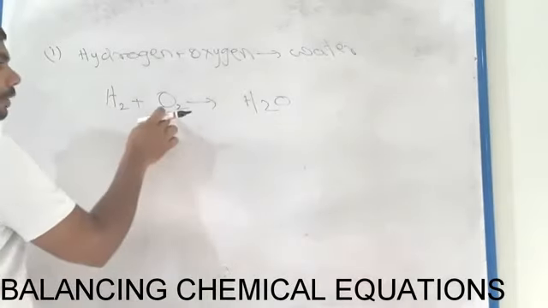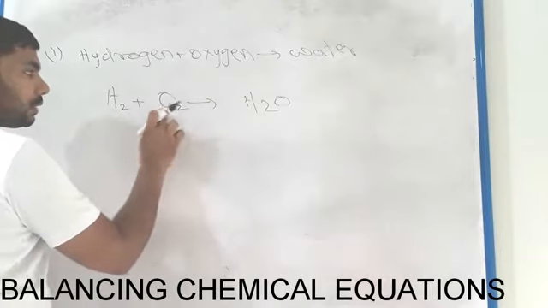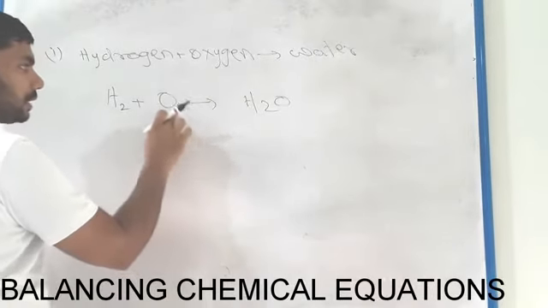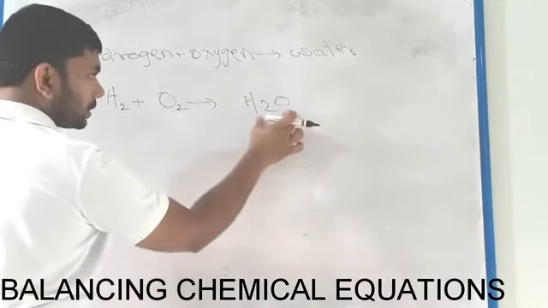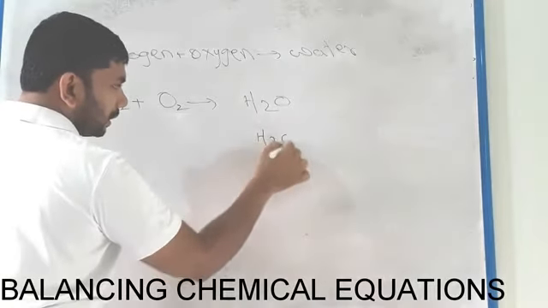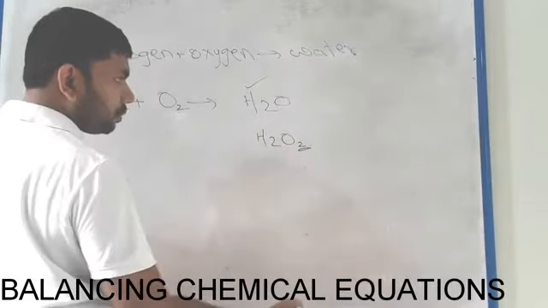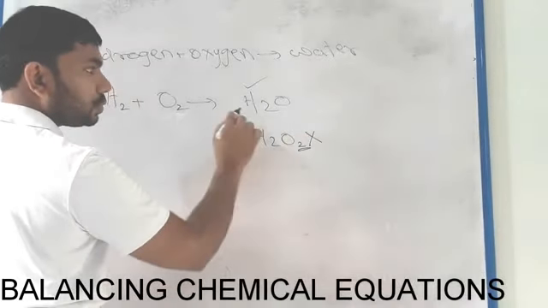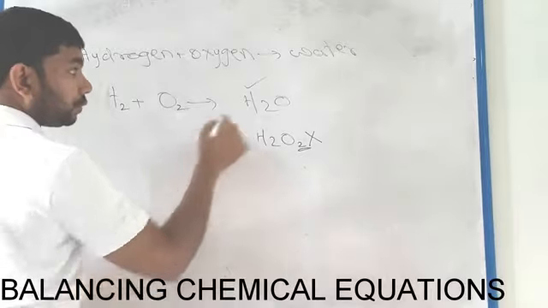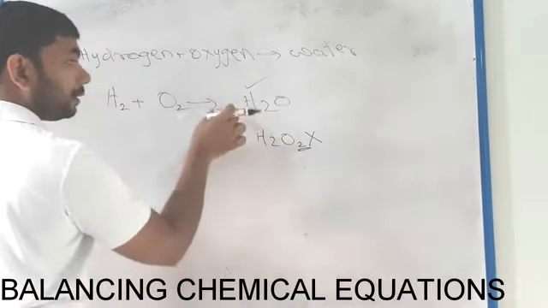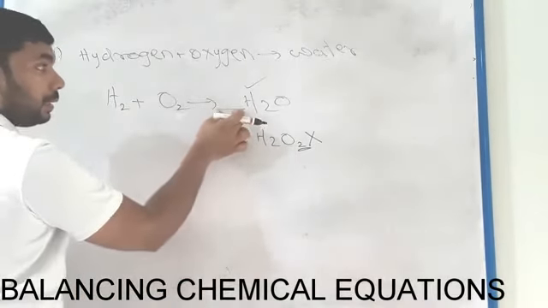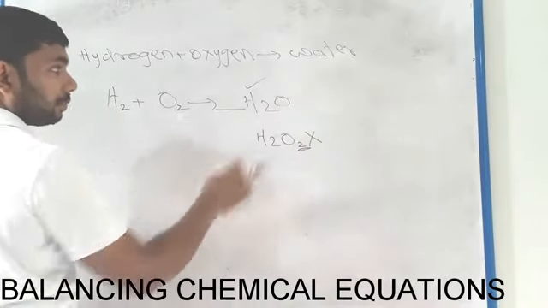Clear? Now how many oxygens here? 2 oxygens. We balance oxygen first. Here 2 oxygens, here 1 oxygen. So you cannot write H2O2. The formula of water is H2O, not H2O2, so do not change it to H2O2. You can put any number in the beginning, but don't change the formula here.